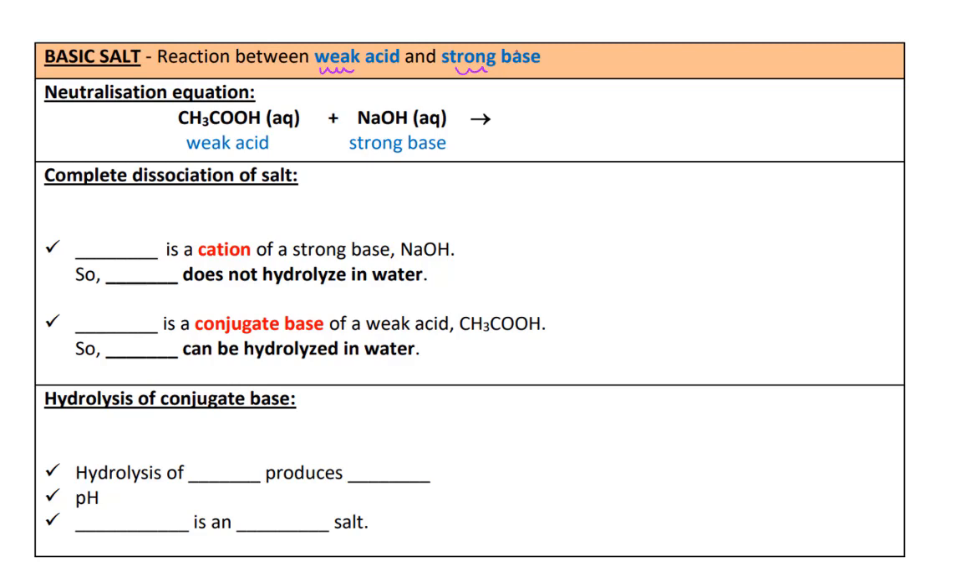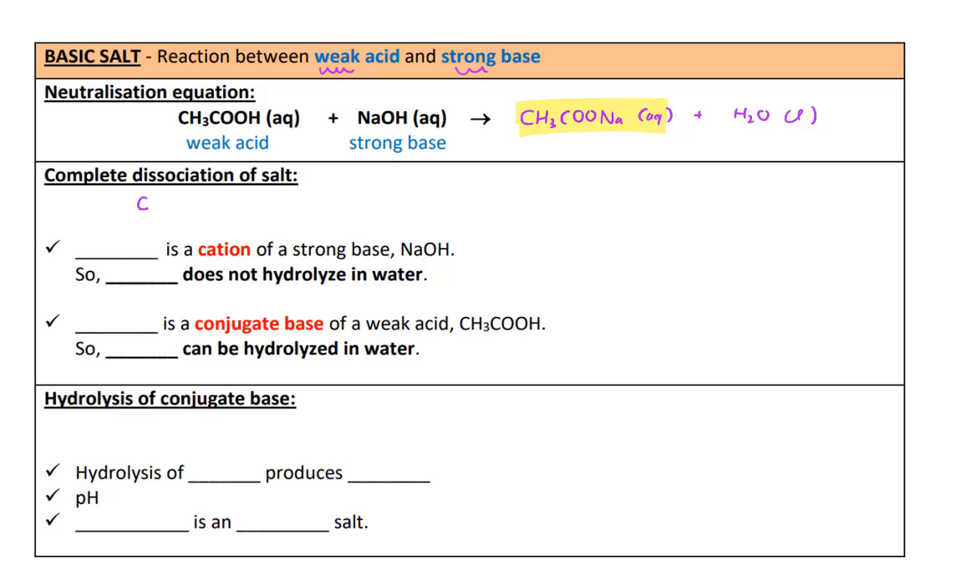So giving examples over here, CH3COOH, your weak acid, and the strong base NaOH. So in the neutralization equation, it will produce a salt, CH3COONa, and H2O liquid. So this is the salt that we are going to interpret and analyze.